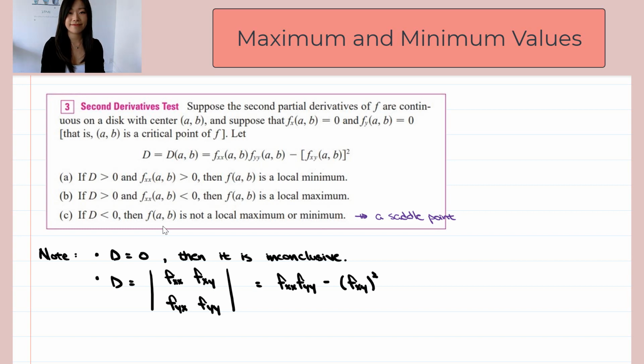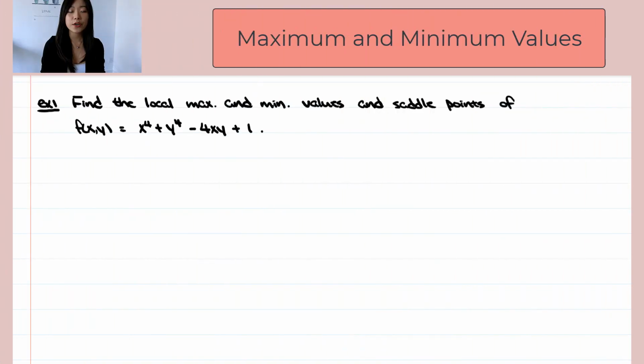We'll look at a numerical example in this lecture. Then in the next lecture, we'll look at 2 more applications of this concept. So let's start with a numerical example. Find the local maximum and the minimum values and the saddle points of the function x to the power of 4 plus y to the power of 4 minus 4 times xy plus 1.